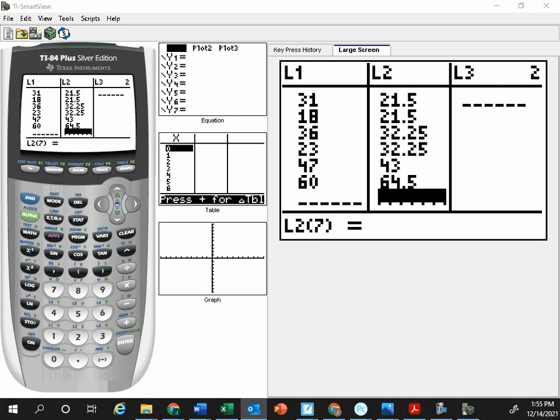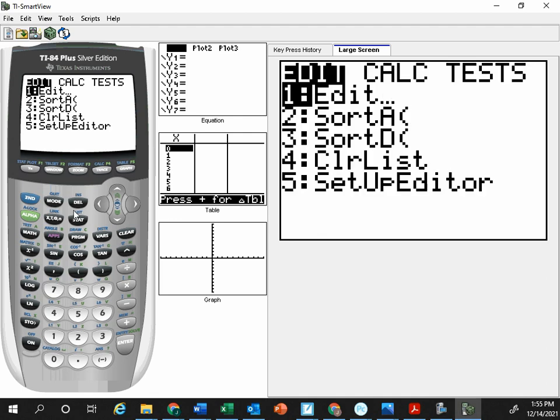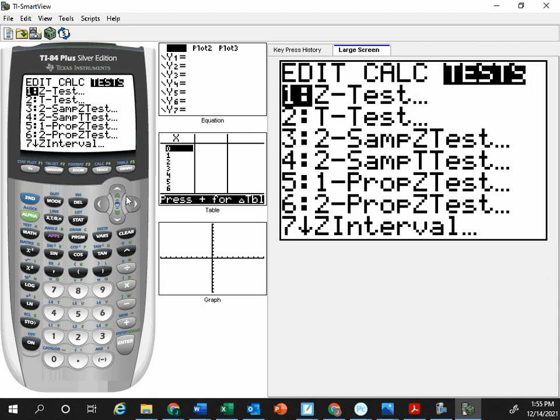All right, once you have your lists in, we're going to go to stat again, and then arrow over to tests. Is there a way that you can clear a number? I accidentally want to clear it. Yeah. Okay, and we're going to start scrolling until we see something that looks promising.